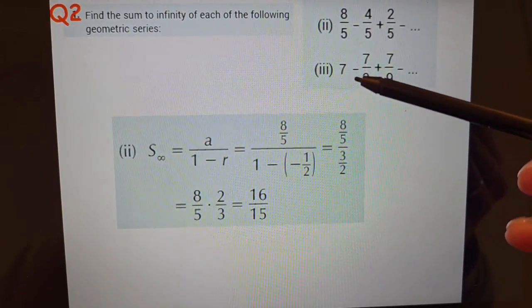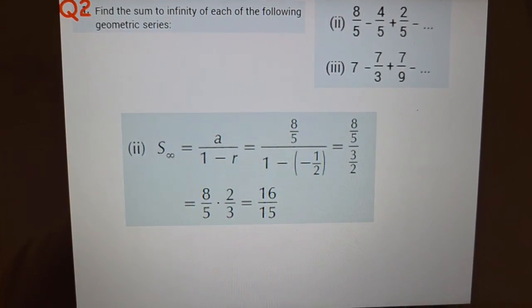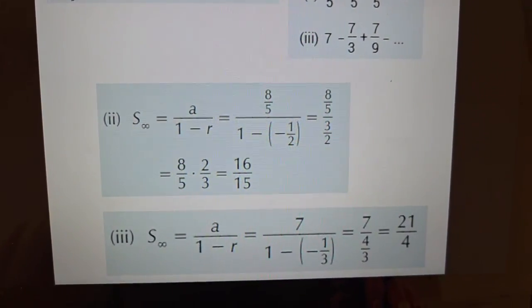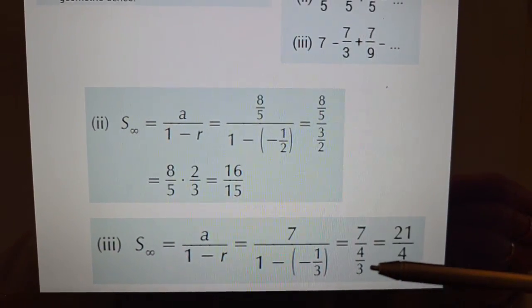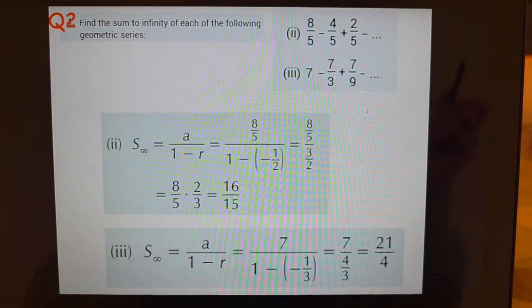Part 3, A is your first term, 7. Common ratio, term 2 divided by term 1, and you should get back -1/3. Sub it into your S of infinity formula, tidy it up, you should get back 21/4 as your sum to infinity of that series.